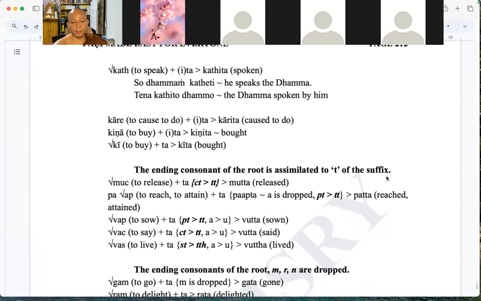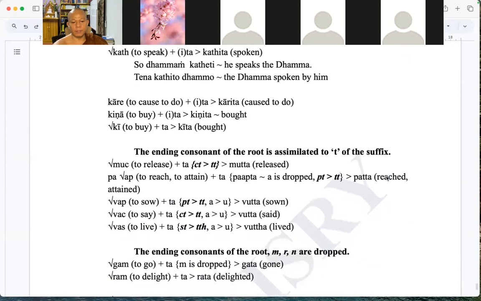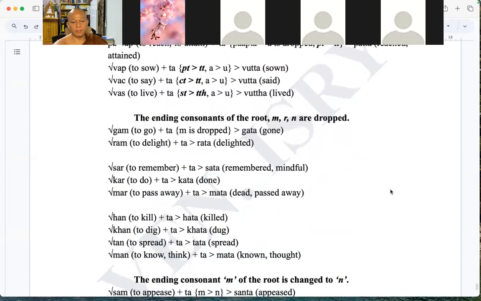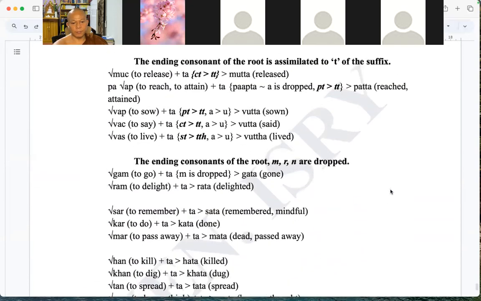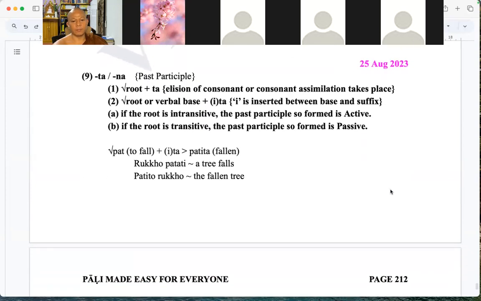Yes, Bhante. For the past participle here, Bhante, I would like to clarify that we have two ways to form the past participle. The first one is that we can form the past participle from the verbal base. In the case of the verbal base, we add the suffix ta with an i inserted between the base and the suffix. In the second situation, we form it from the root. If we form the past participle from the root, we have two cases: it will add the suffix ta, or it will add the suffix na.